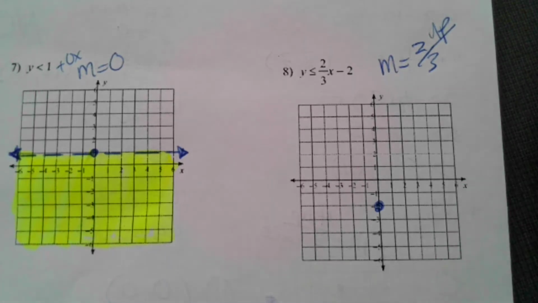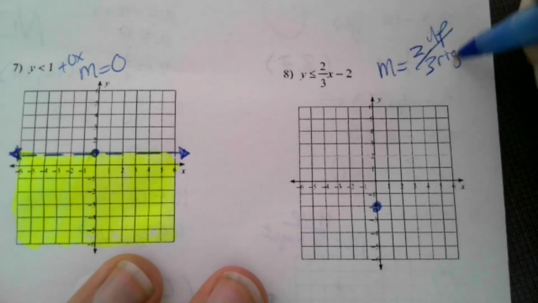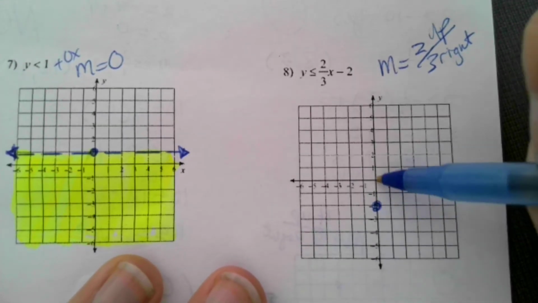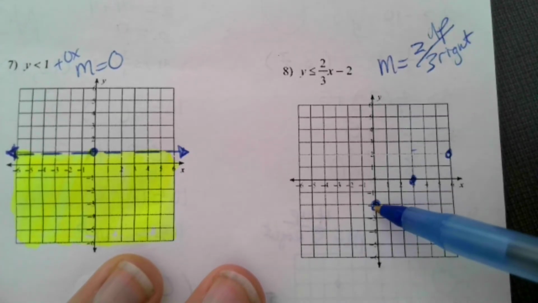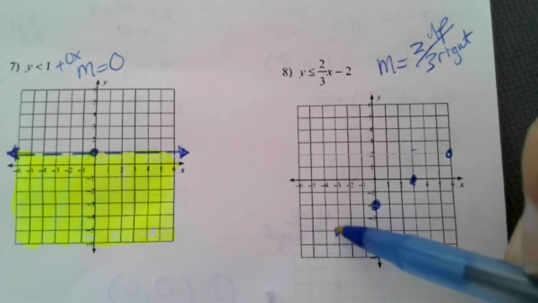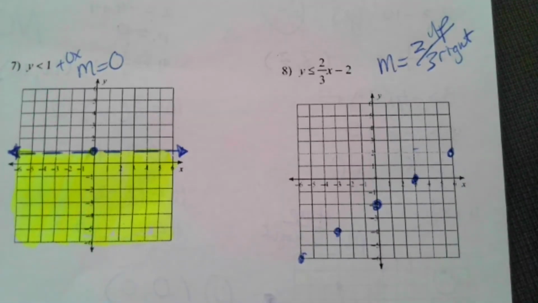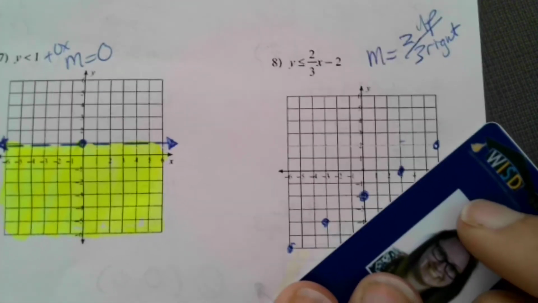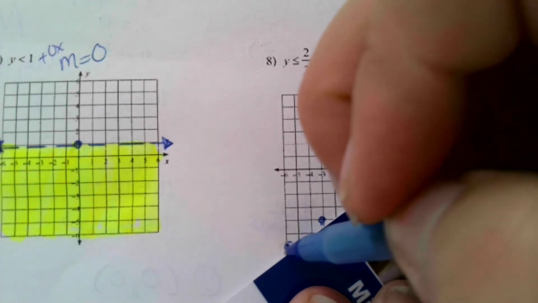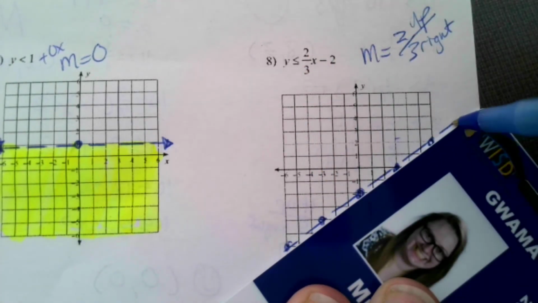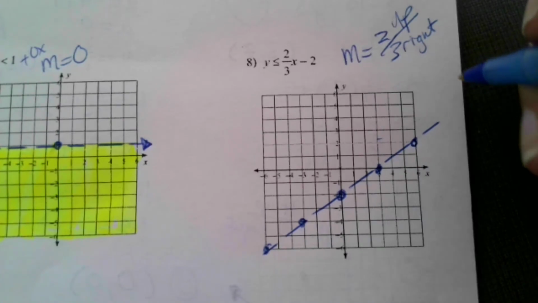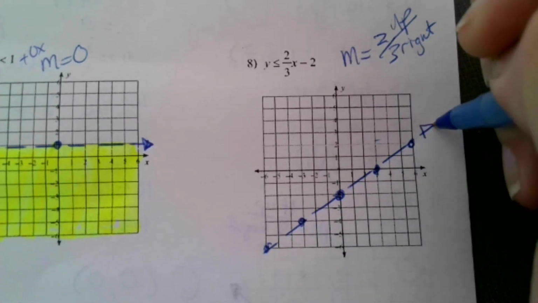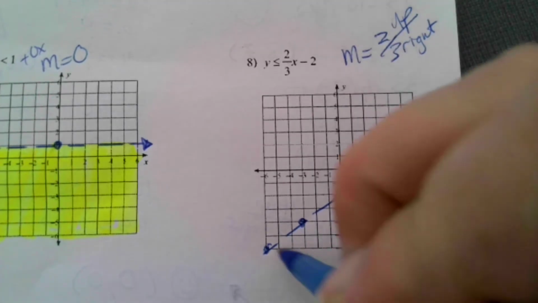And this one means right. So starting from this point, you go up 2, right 3, up 2, right 3. You could also flip it down and left. As long as you're keeping the same proportion, it doesn't matter. Solid or dashed? Solid. Good, solid. Do I need arrows? Always. Unless it says line segment, you have arrows for forever.